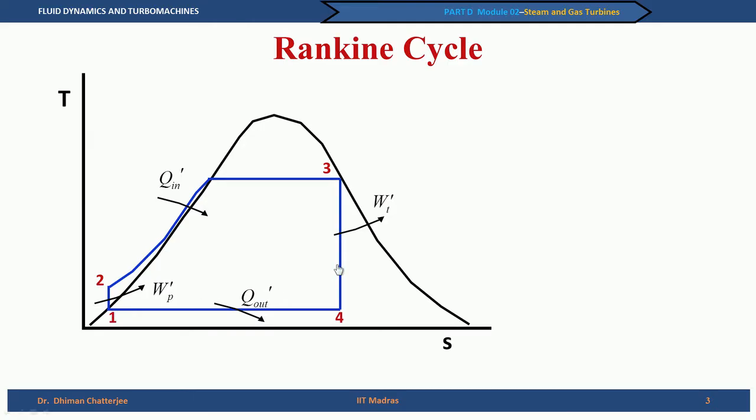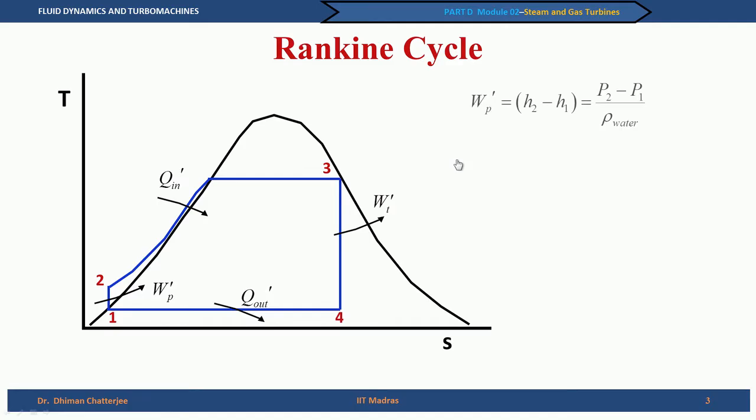The net work that you can get from this cycle is W T prime, that is the turbine work, minus the work added to the pump W P prime. Of course, there are other variants possible, and what we have shown, the state 3, is saturated vapor, it need not always be the case. That you have studied in thermodynamics, and I will not go into these details.